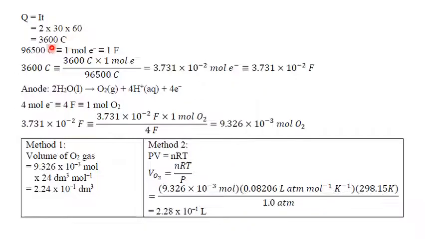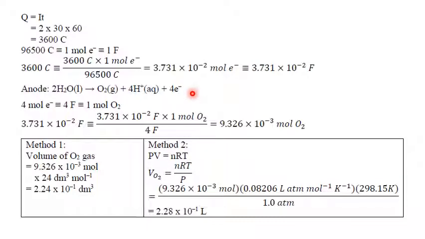So in general, you know that 96,500 coulomb is equivalent to 1 mole of electron, equivalent to 1 Faraday. Based on the calculation just now, it is 3,600 coulomb. So from here you can check the number of moles of electron, or what is the Faraday produced based on this amount of current.